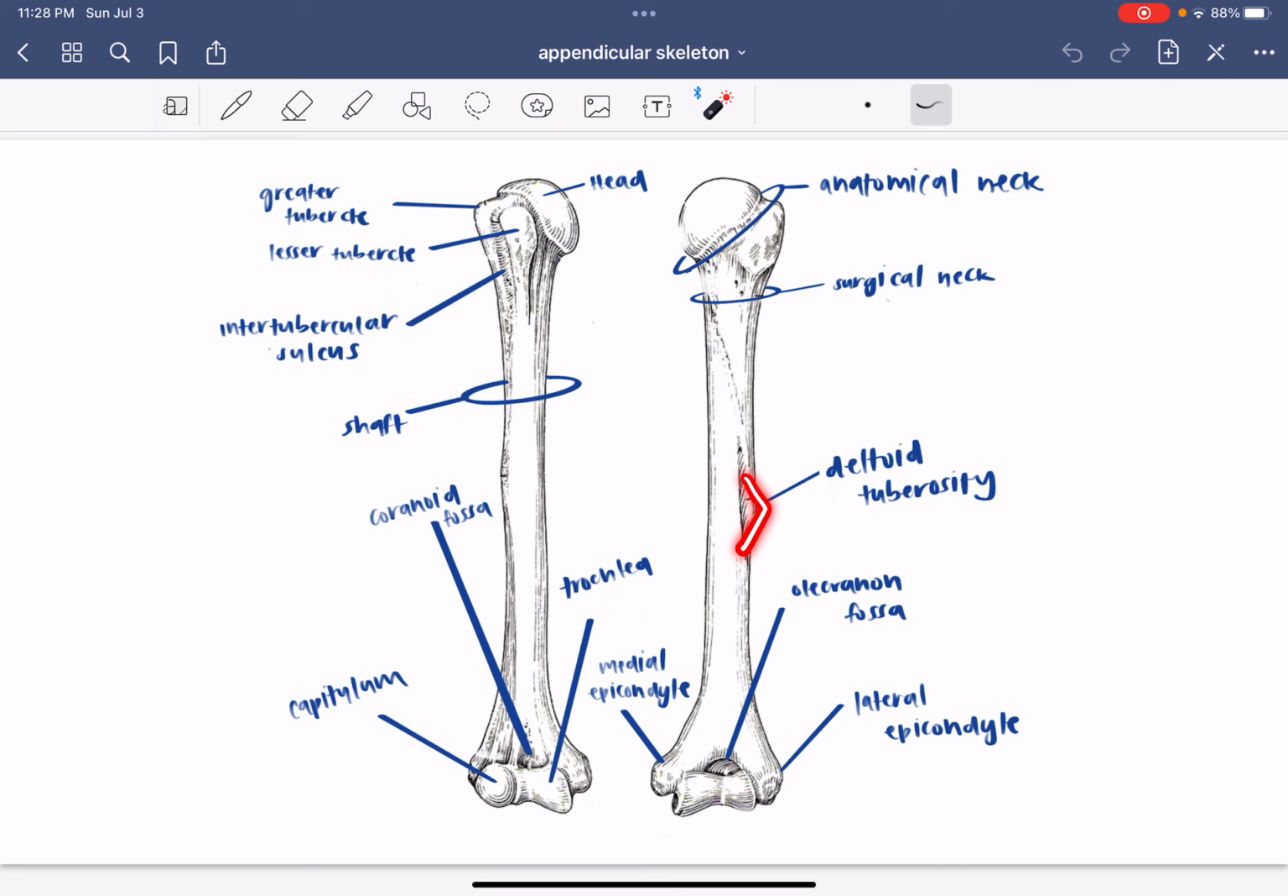Here is the deltoid tuberosity, where the deltoid muscle of your shoulder will insert and abduct your arm when contracted. This is the trochlea and the capitulum, also known as the medial condyle and the lateral condyle. Above them, of course, is the medial epicondyle and the lateral epicondyle. This is the coronoid fossa, where the coronoid will fit in order to touch your hand to your shoulder. This is the olecranon fossa, where the olecranon will fit in and allow you to extend your arm.